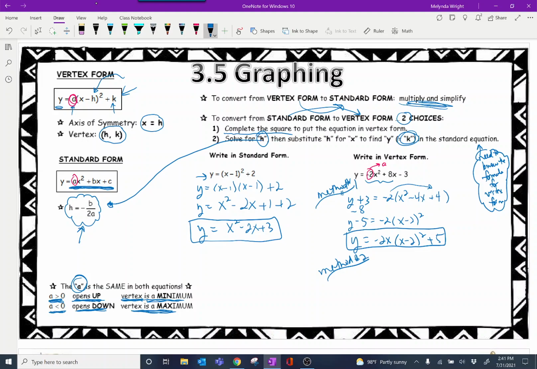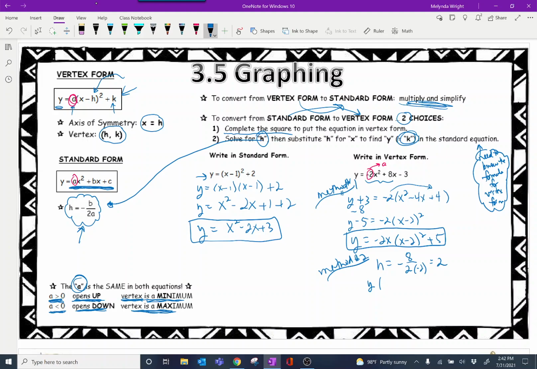So method number 2, what we would do is we would find h. So h is equal to negative b, which is 8, over 2 times a, which is negative 2. So h is negative 8 over negative 4, which is 2. So now that I've found h is 2, I'm going to take that and plug it in to my equation for x.